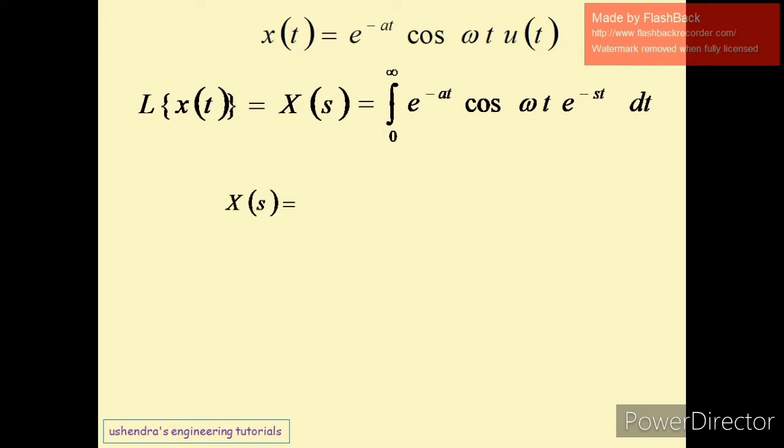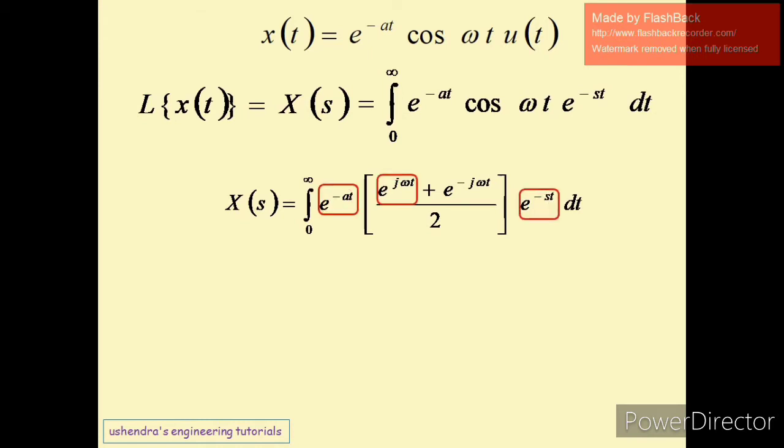Going ahead, X of s will be equal to, to make the analysis easier, cos omega t is replaced with its Euler's identity, while e raised to minus at, which is next to cos omega t, is as it is. Cos omega t in this expression is substituted with its Euler's identity, e raised to j omega t plus e raised to minus j omega t upon 2, and the whole expression is multiplied with e raised to minus st and integrated with respect to t from 0 to infinity.